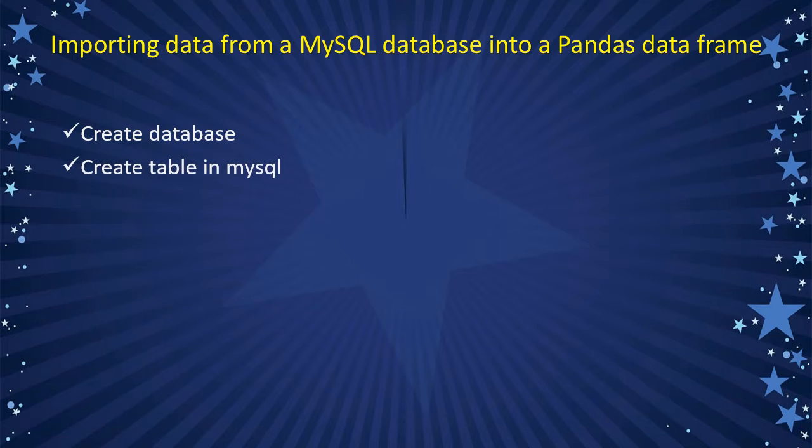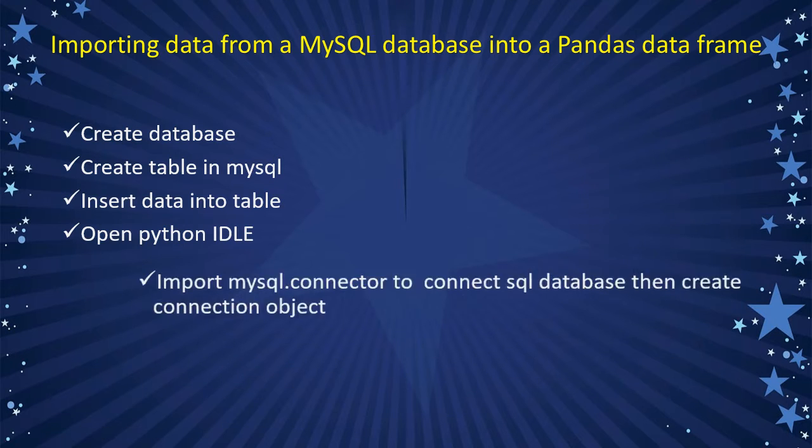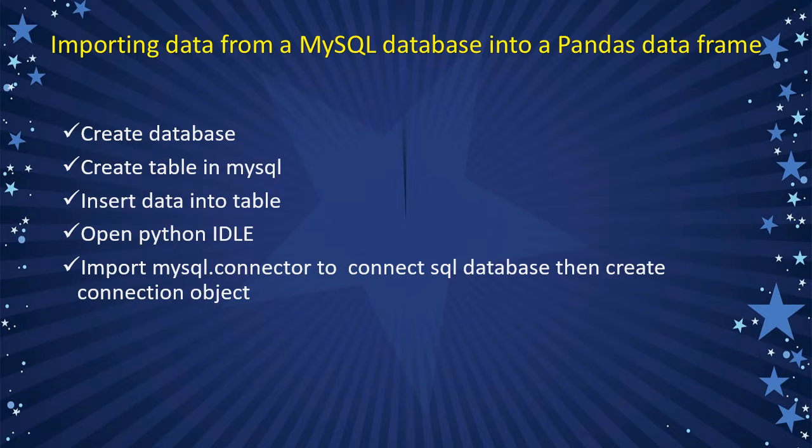First, you have to create the database and open the database, and under the database you should create any one table. Create table, next you should insert the data. So now the table is ready, then open the Python IDLE, and you have to import the package mysql.connector.